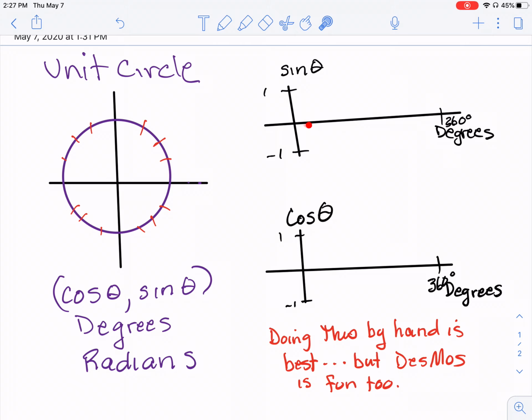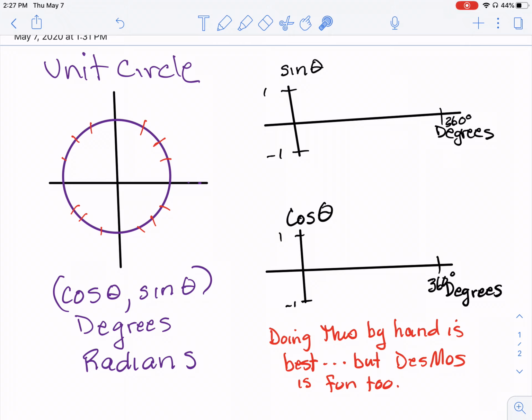You're going to do it once where you put the degree measures along the x-axis. So you're just going to go all the way around the circle, transfer, and put degrees across the x-axis. For our y-coordinate, we're going to use our sine value. Remember, the sine value is your y-coordinate from the unit circle. Then we're going to do it again with cosine.